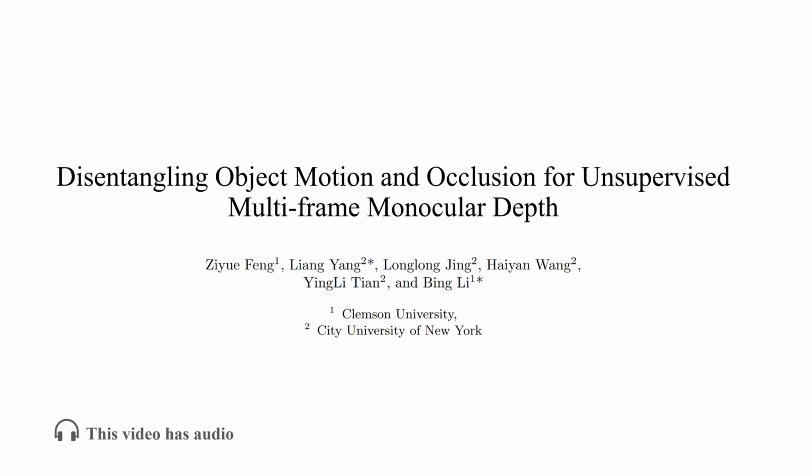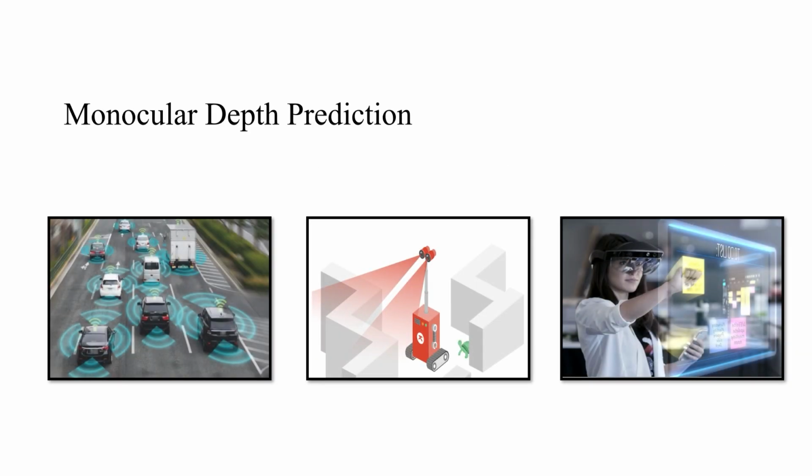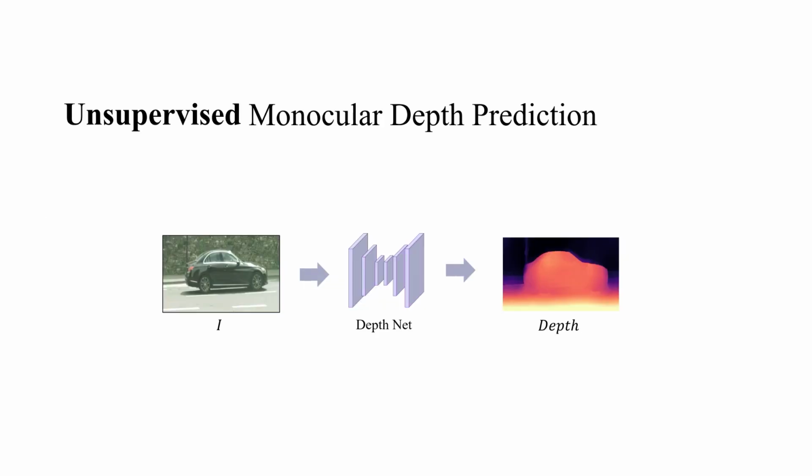This is the illustrative video for ECCV 2022 paper, Disentangling Object Motion and Occlusion for Unsupervised Multi-Frame Monocular Depth. Retrieving 3D information is crucial for autonomous vehicles, robots, and AR/VR applications. Unsupervised monocular depth prediction provides an efficient solution.